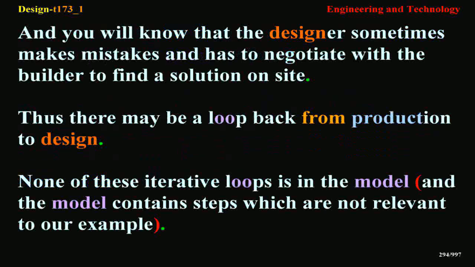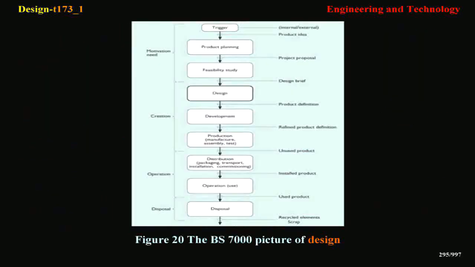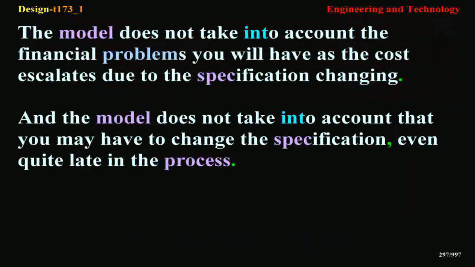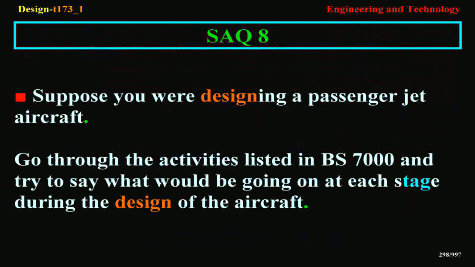None of these iterative loops is in the model, and the model contains steps which are not relevant to our example. Figure 20, the BS 7000 picture of design. The model does not take into account the financial problems you will have as the cost escalates due to the specification changing. And the model does not take into account that you may have to change the specification, even quite late in the process.